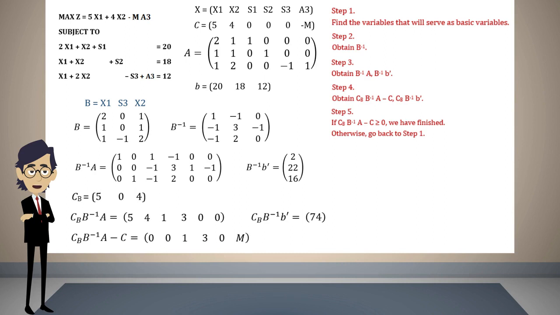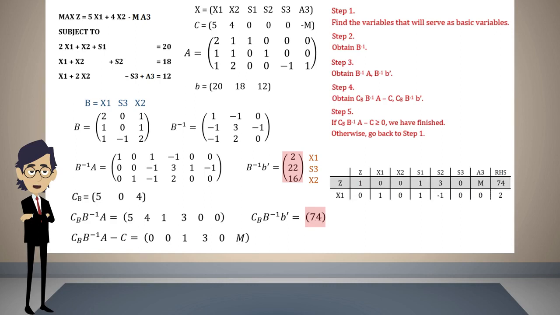As you can see, there are no more negative numbers left, and so, we have arrived at the optimal solution. The results can be seen in the right-hand column. The first of those values represents the value of the variable x1, the second is the value of s3, and the third one is the value of the variable x2. And the value of z is 74. These results also totally coincide with the results of the tabular simplex method.